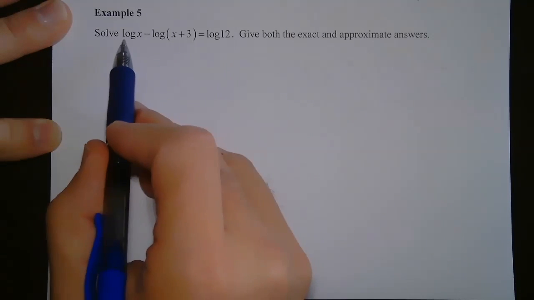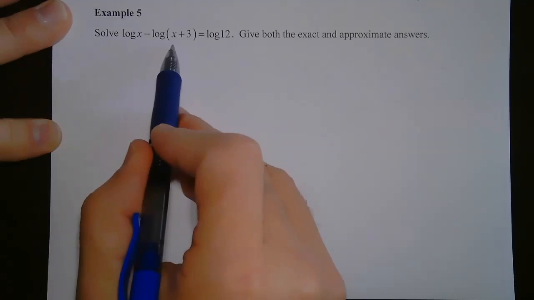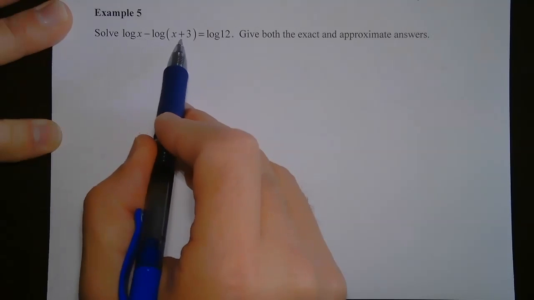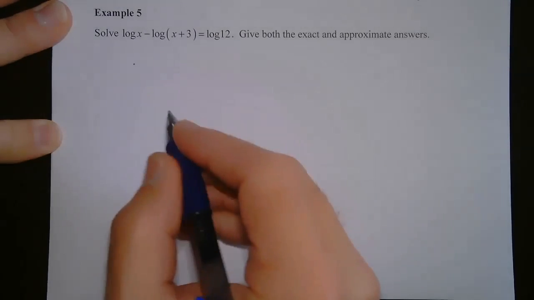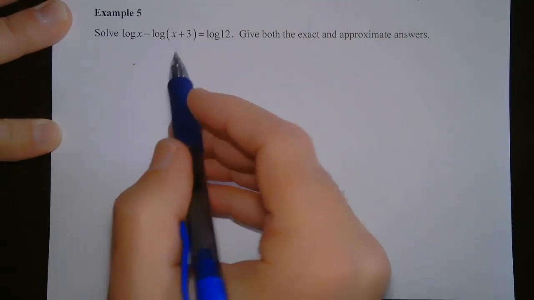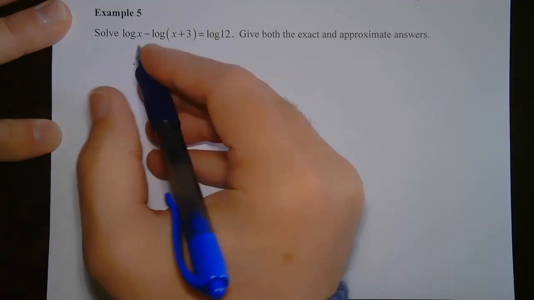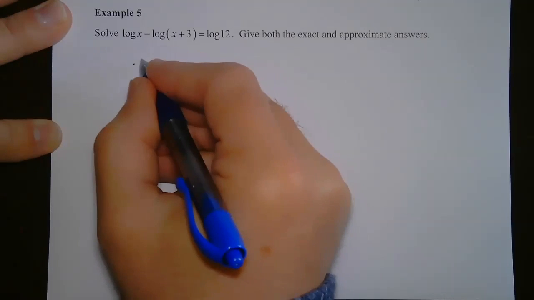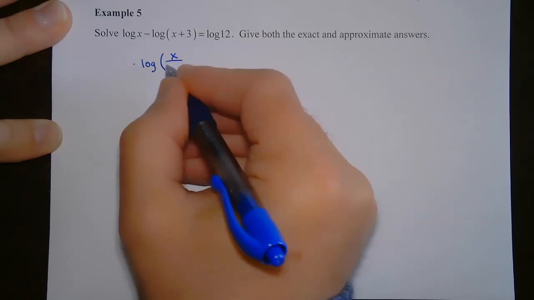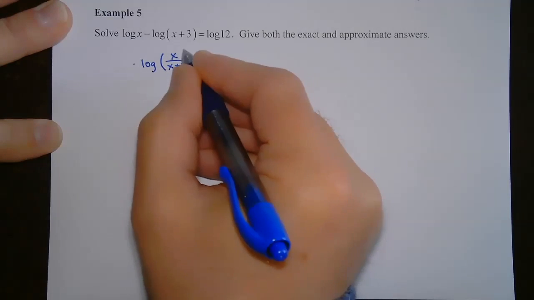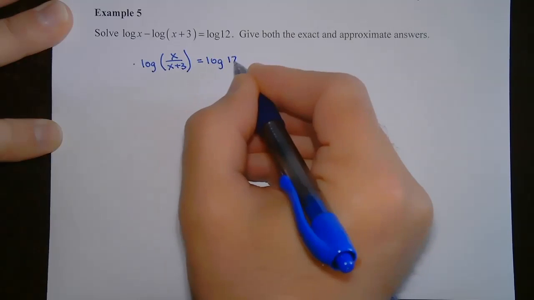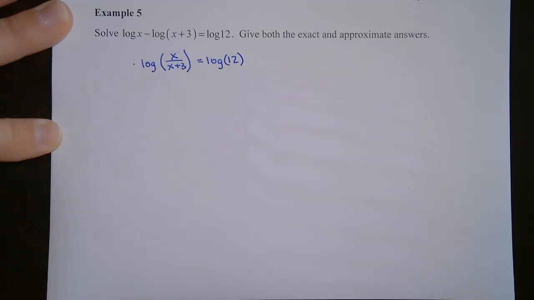So once again, we can condense this to one logarithm, and it'd be the log of x over x plus 3. And again, we have a logarithm equation, so we're going to need to check our answers because we're going to convert this to another type of equation. So this becomes log of x over x plus 3 is equal to log 12. I'm going to put parentheses, though you wouldn't have to put parentheses around the 12.